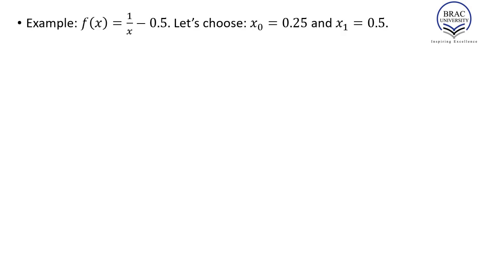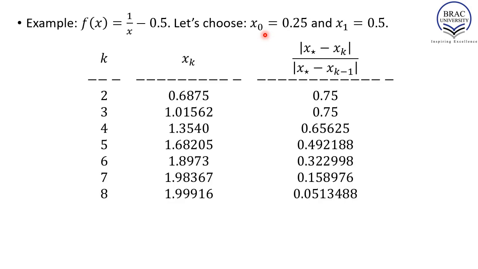Now take an example: f of x equals 1 over x minus 0.5. That is the same example, and let's choose the initial point x0 equal to 0.25 and x1 equal to 0.5. You can see very easily that our first iteration point is not x1 but x2. Remember, we start with two initial points, x0 and x1. Now we compute x2 by the secant formula, and here is our x2, and there is the error. Now we use x2 and x1 to compute x3. That is our error term.